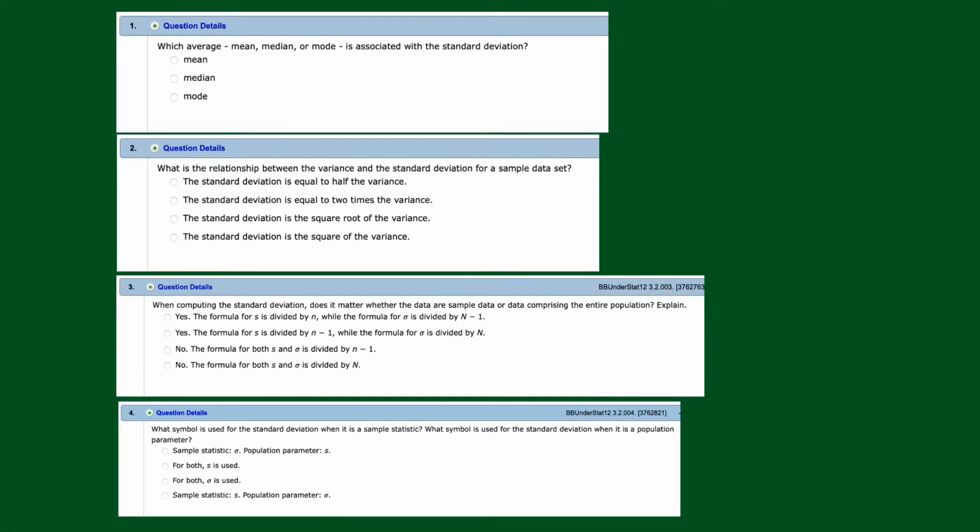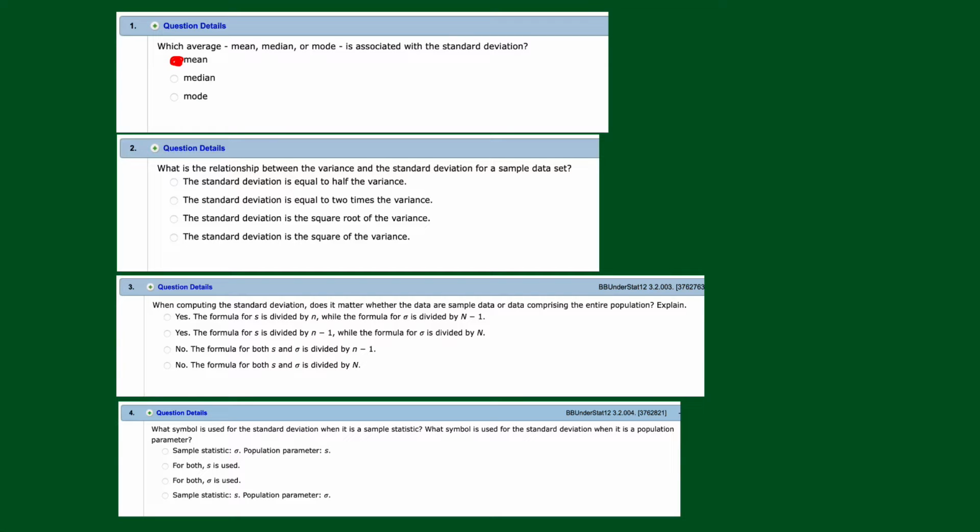This is section 3.2. I think we can take care of 4 problems here. Here's the first one. Which average, the mean, median, or mode, is associated with the standard deviation? Well, that turns out to be the mean. Mean and the standard deviation go together, so we'll select that choice.